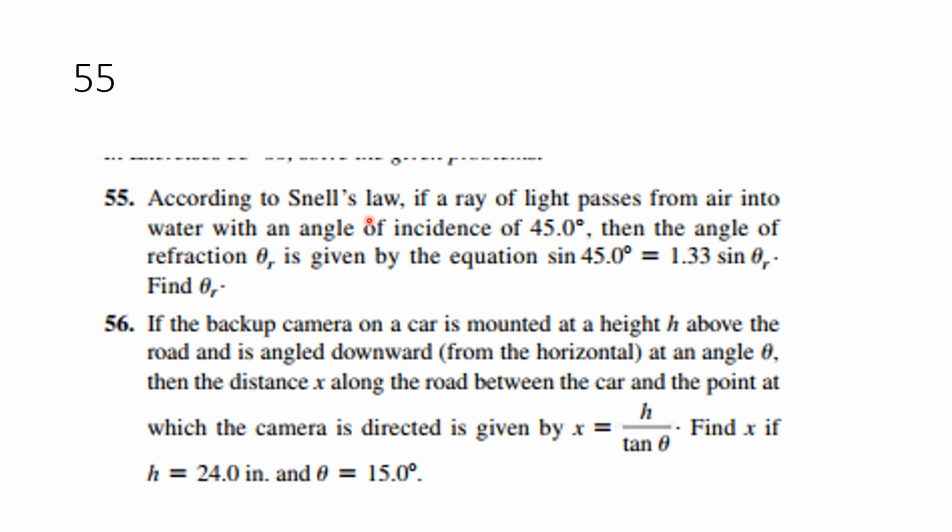So according to Snell's law, if a ray of light passes from air into water with an angle, then the angle of refraction, theta sub r, is given by this equation. And so they ask us to find theta sub r. So look, you have sine of 45 degrees is 1.33 times the sine of theta r. So we're going to solve for sine of theta r and then use the inverse trig function. Let's look at the work.